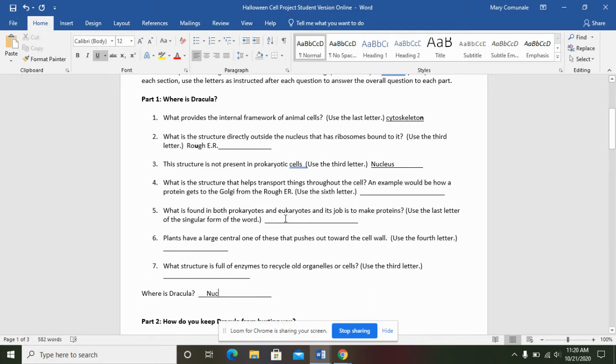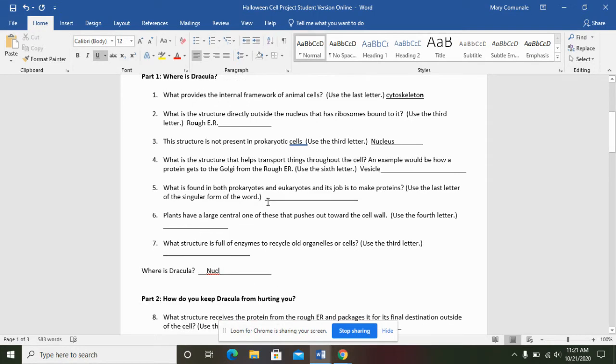What is the structure that helps transport things throughout the cell? An example would be how a protein gets to the Golgi from the rough ER. So this little guy is actually part of the cell membrane and he pinches off. It's called a vesicle. The sixth letter, B-E-S-I-C-L.